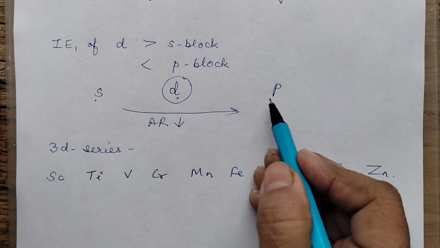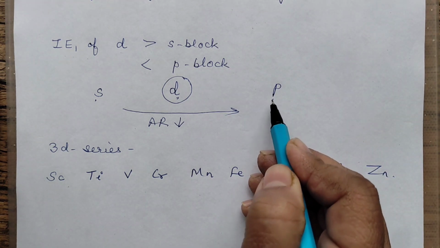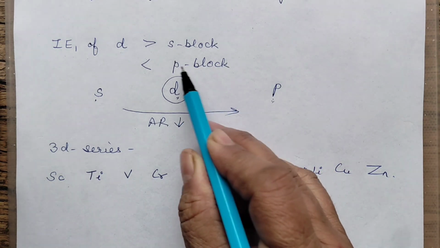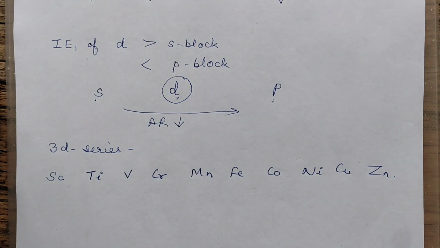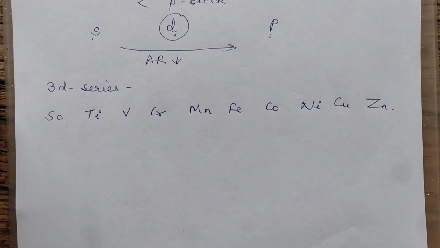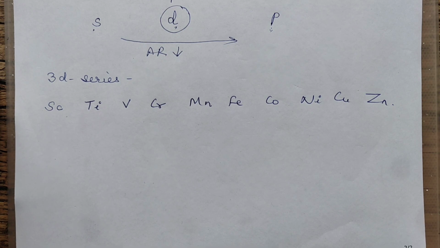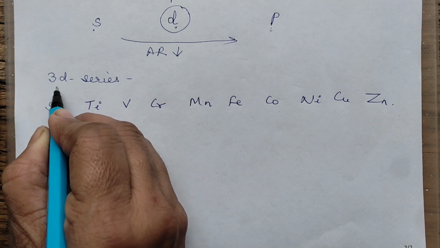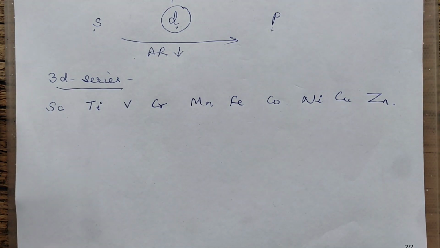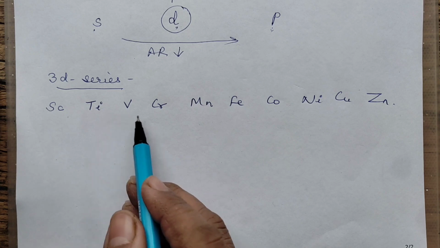What about p? P is still smaller. P is smaller than d block. So d block will have lesser ionization enthalpy as compared to p block elements. Fine, this can be directly related to the size. Now within the d block, how does the ionization enthalpy vary? To understand that, we will have to consider how the atomic radius varies in the d block elements. This is the 3d series I am writing. 3d series: scandium, titanium, vanadium.